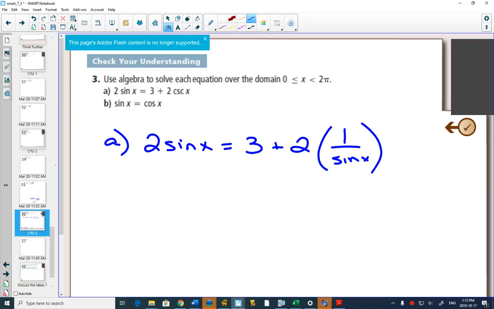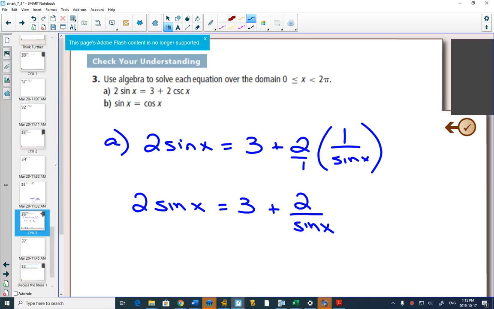This is on page 610. So again, that 2 is 2 over 1. Don't be tempted to bring the 2 down to the denominator as well. We have 2 sine x equals 3 plus 2 over sine x. So same situation, we have a sine x in our denominator. And so it gets a little bit tricky to solve because we have a sine x in the denominator. What we can do, how do you get rid of a sine x in the denominator?